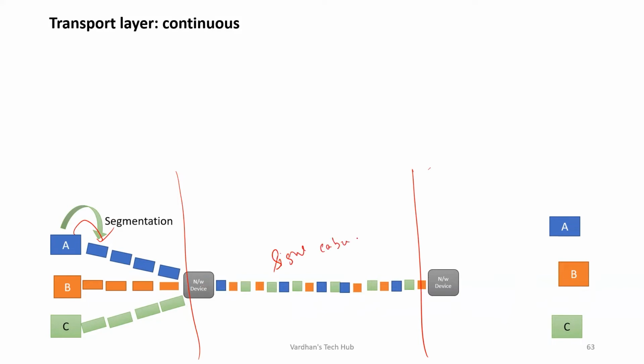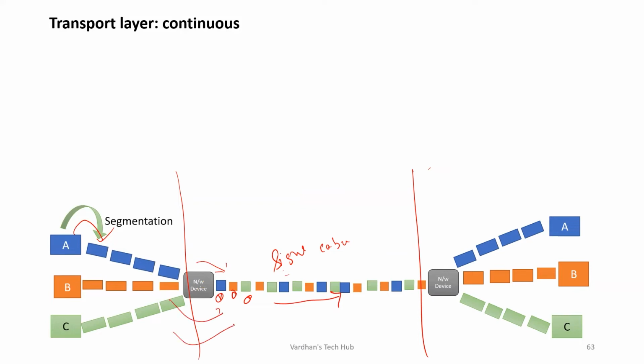So here A is sending data, B is sending data, and C is also sending data. Whatever the data is, it has to go through a single medium, that is the cable here. From A one segment is sent, from B some other, from C some other. All the traffic reaching the network device from A, B, C will be jumbled, right? It's not like first A's data, then B's data, then C's data. It is combining the data and sending it. The process of converting multiple data streams into one data stream is called multiplexing.